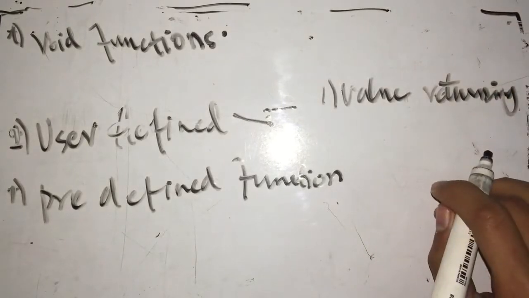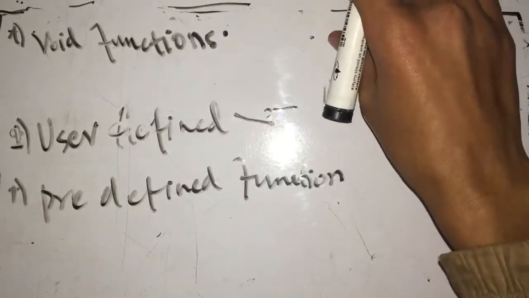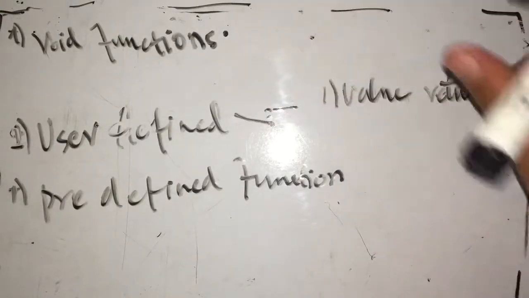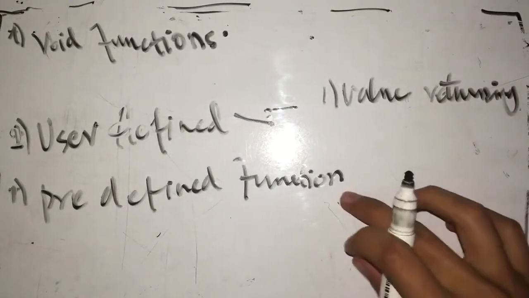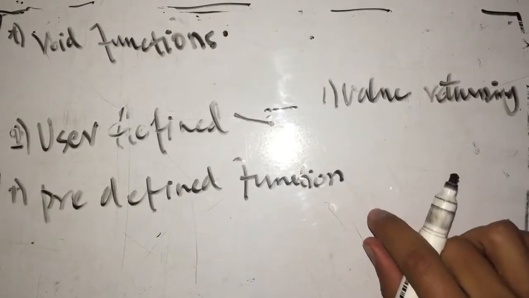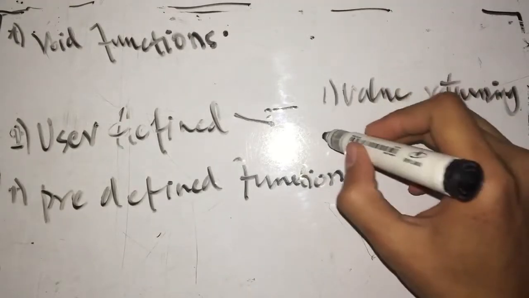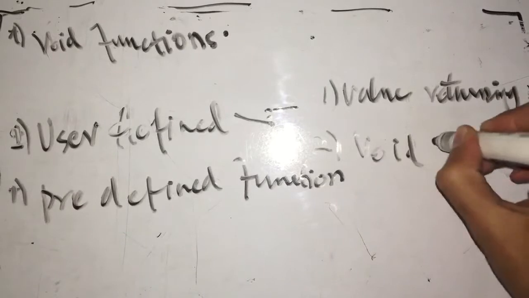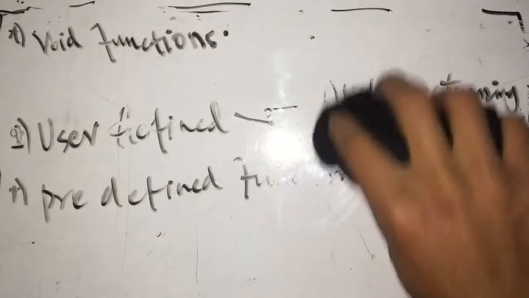At the end you put a return statement which returns the expression or the value to the function name, or to the function itself. And then when you call the function, the function call statement replaces your returned value. And second, you have void functions. So there are two types of user-defined functions: one is a value returning function, and one is a void function. Today we are discussing void functions.